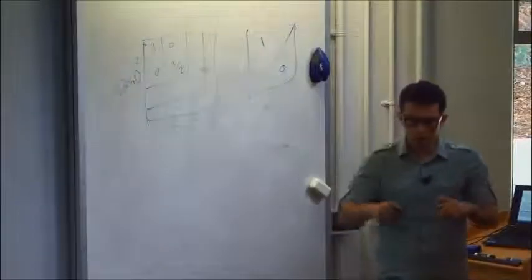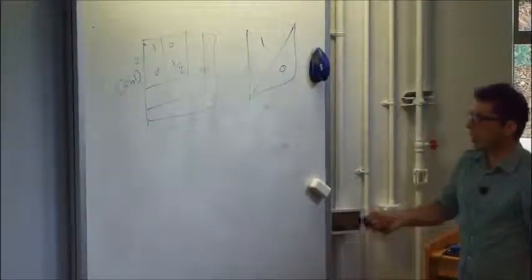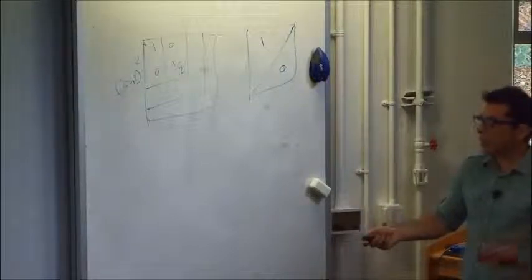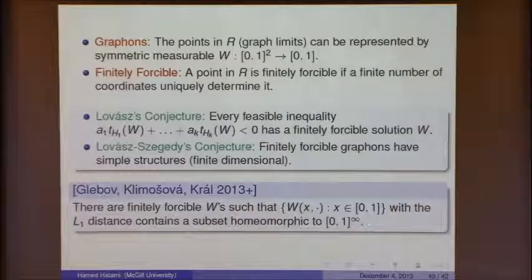Rows are indexed by the interval [0,1]. So look at the rows with L1 distance. This might contain a subset. They constructed a finitely forcible W such that this contains a subset which is homeomorphic to [0,1] to the infinity. So this row set is really very infinite dimensional. The original conjecture was that if you do this with L1 distance, it would always be finite dimensional. Actually, what Lovász and Szegedy had was that they only knew constructions of one-dimensional objects, but they suspected that finite might be possible and infinite not possible.